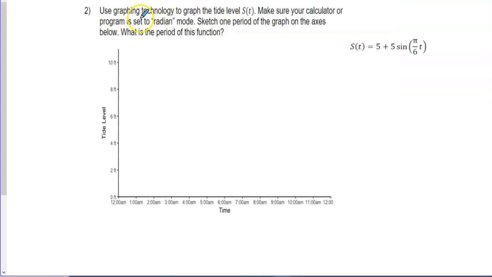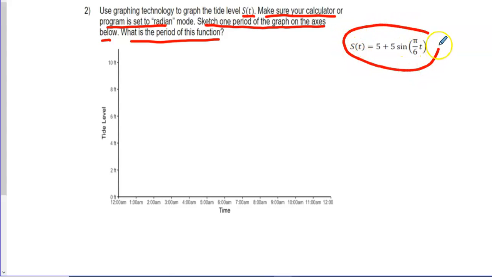Use graphing technology to graph the tide levels S of t. Make sure your calculator or program is set to radian mode. Sketch one period of the graph on the axis below. What is the period of the function? And so with a scientific calculator, you should be able to plot this. Plot this, try it out, and let's see the type of graph that you will be getting.